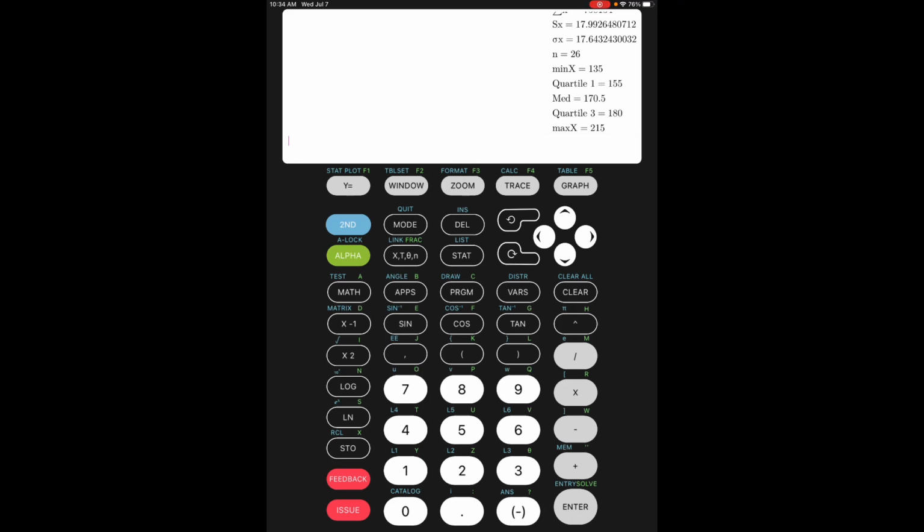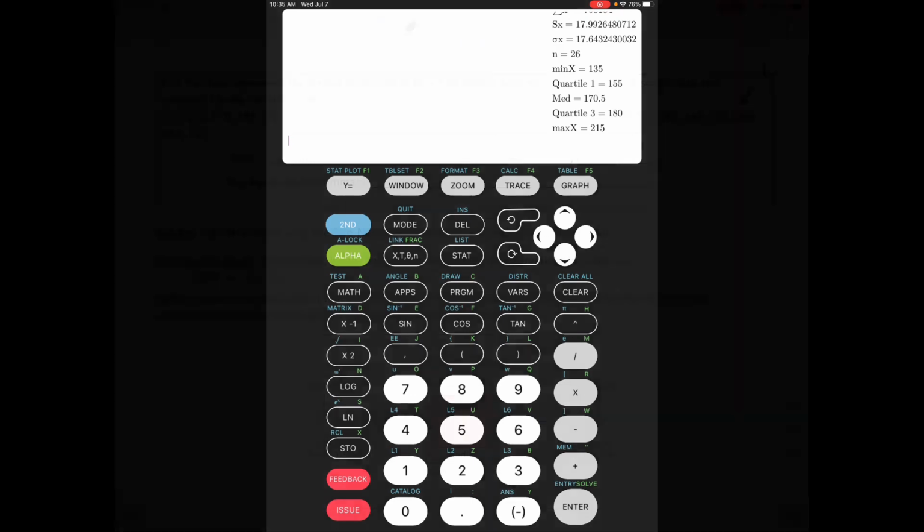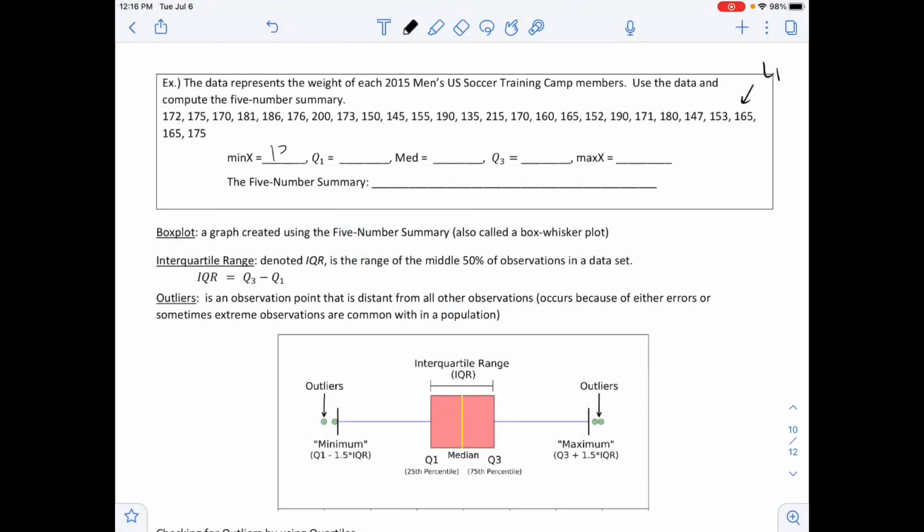For this problem, we were asked to find the 5-number summary, and so your min X value is 135, Q1 or quartile 1 is 155, the median is 170.5, Q3 or quartile 3 is 180, and our max X value is 215. Those 5 values make up our 5-number summary. So from the calculator, we have our minimum X value is 135, Q1 is 155, our median is 170.5, and Q3 is 180. The largest weight that we have is 215.